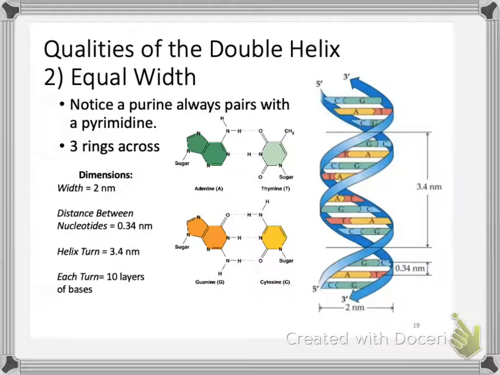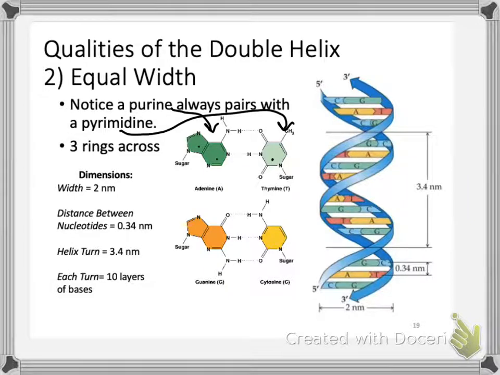Now, because of the fact that we have A and T and G and C, hopefully you noticed that a purine always bonds to a pyrimidine, right? We have a double ring purine, okay, like this column right here, and a single ring pyrimidine. And so you always have 1, 2, 3 rings across, okay? So what that means is the DNA molecule has this nice equal width. It's always got 3 rings across, and so you have this kind of like smooth molecule.